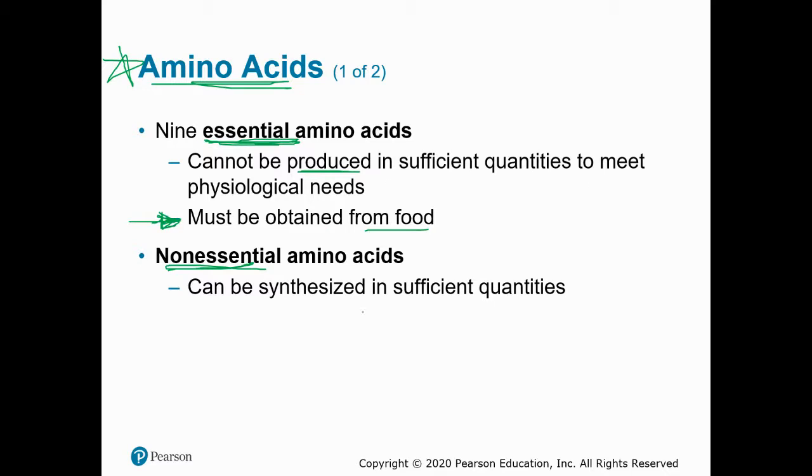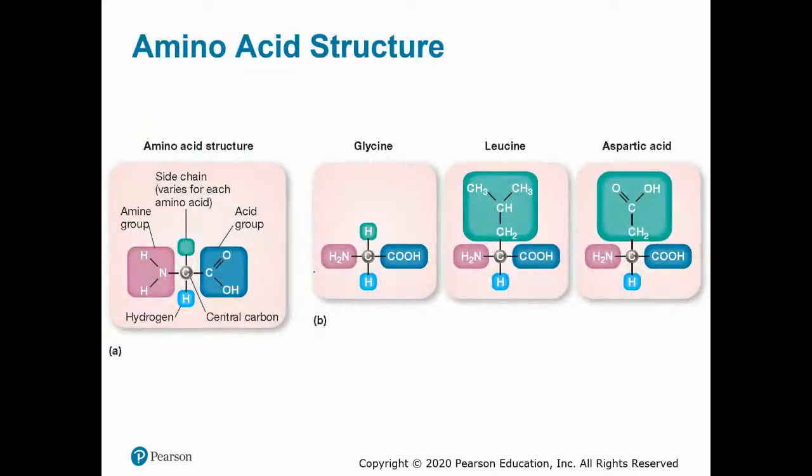And then the non-essential amino acids, these are amino acids that can be synthesized by the human body. So they are non-essential to our diet. We don't have to eat them because we can make them from one another, actually. So we can take some amino acids and convert them into other amino acids. And that's what our non-essential amino acids are, the ones that we can make. So let's take a look at the amino acid structure.